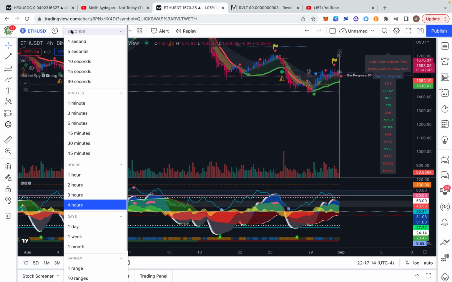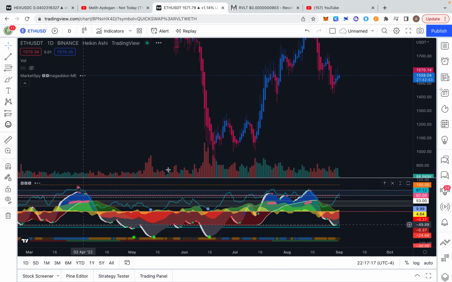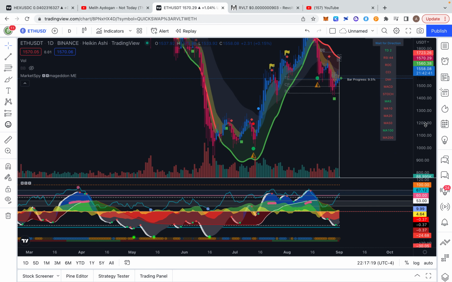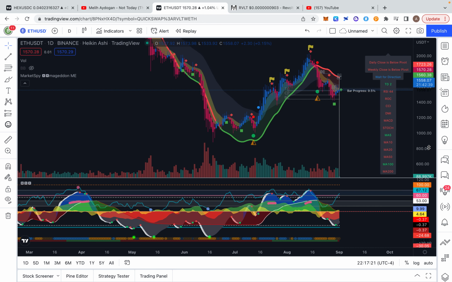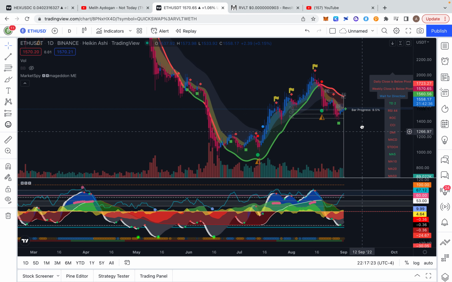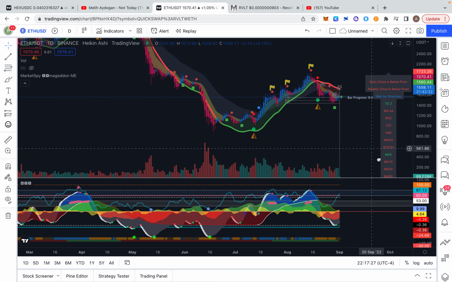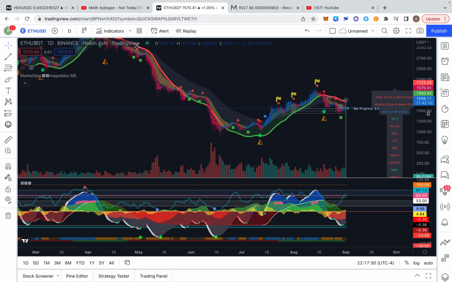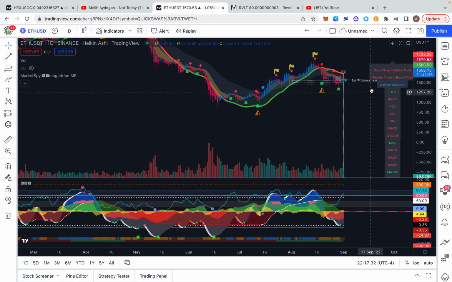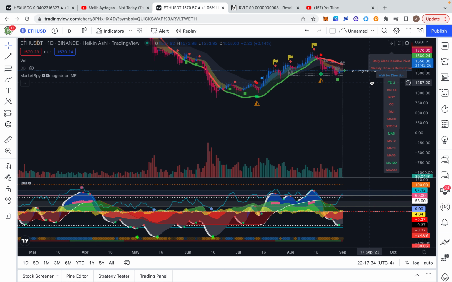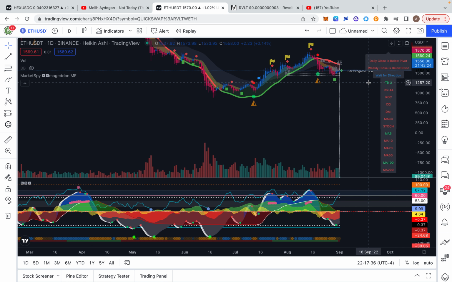Let's check out another one. Let's check out the daily. See how bearish the daily is. And it just keeps getting more and more bearish. That's pretty bearish. So this software is definitely telling us that we should not be buying, at least on this time frame.